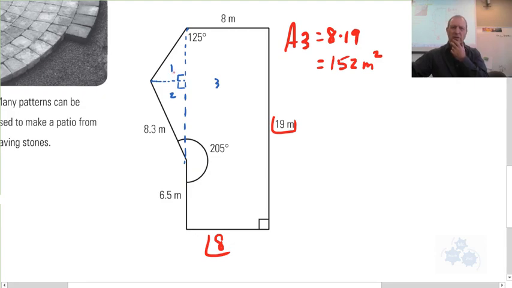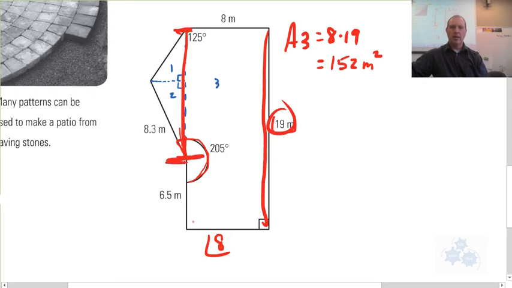Okay. Now, triangle 1. What do I need to know about triangle 1? We know that this is 205. So I could figure out what this little angle is, I think. Did you know that? How's that going to help us though? Because we need to find what? Well, I guess we could find this length. This length right here is going to be 19, which is this whole length, minus 6.5.